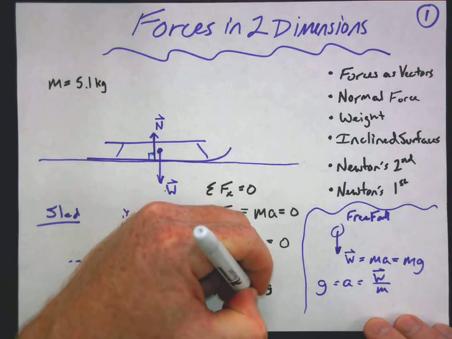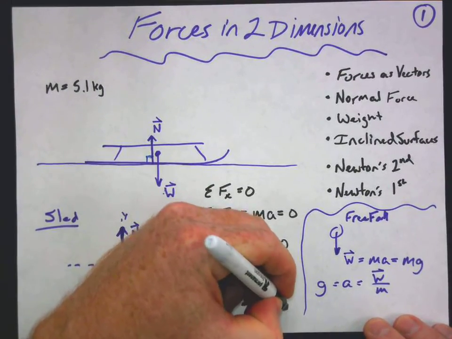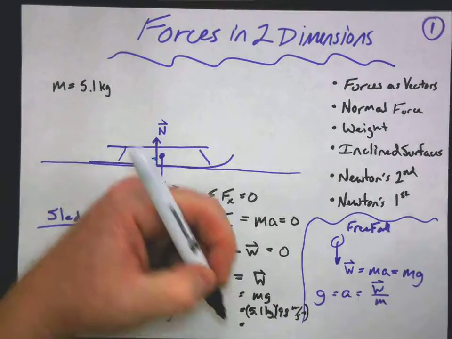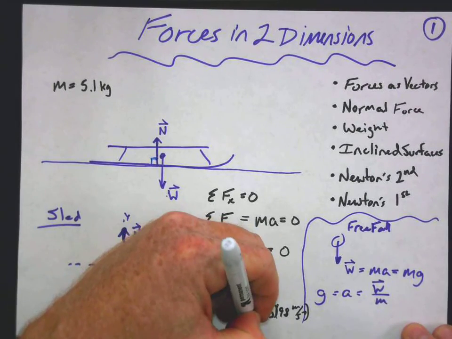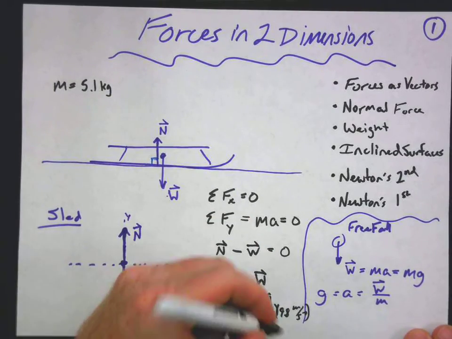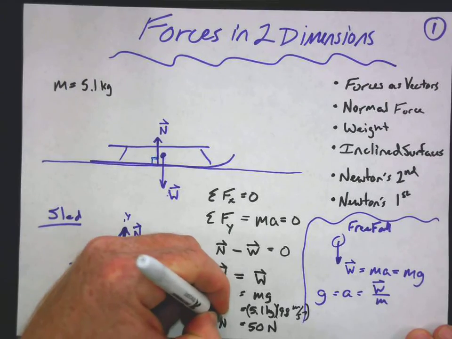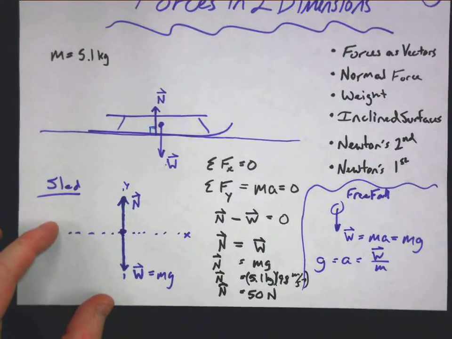And so m is 5.1 kilograms. g is 9.8 meters per second squared. Multiply. Handy dandy calculator, times 9.8. Boom. It really rounds to just about 50 newtons. And so therefore I also know the normal force is providing 50 newtons of support force. Excellent. Sorry if that was off the screen. There it is.